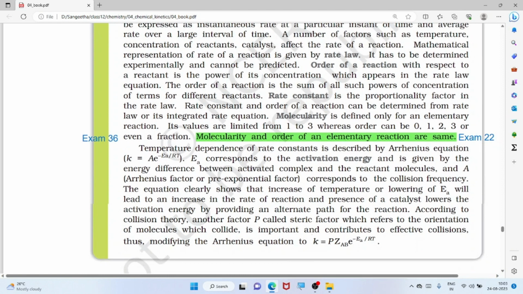Molecularity and the order of the elementary reactions are the same.